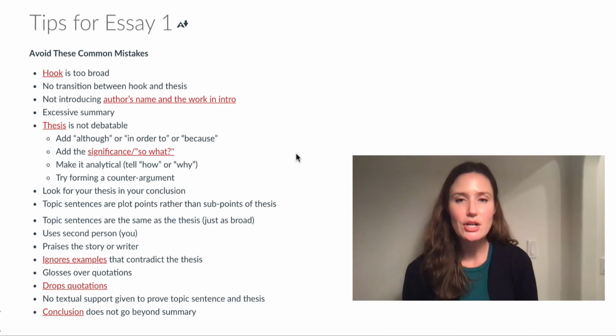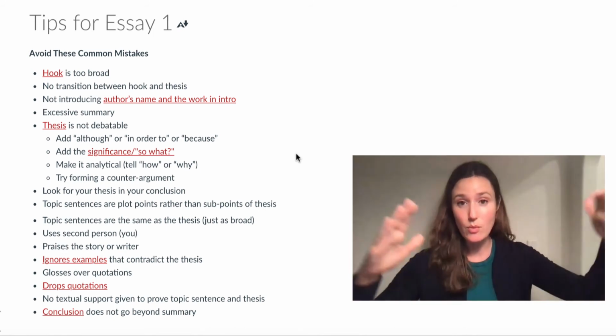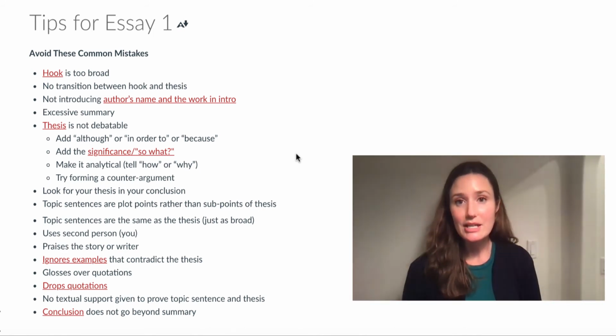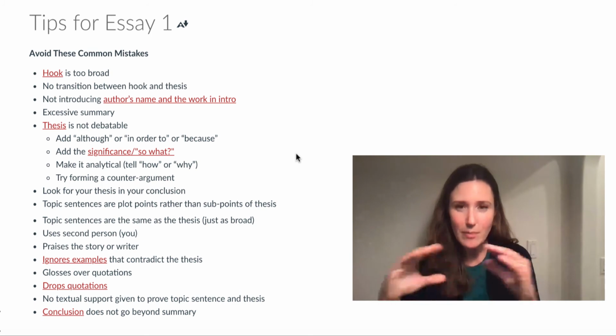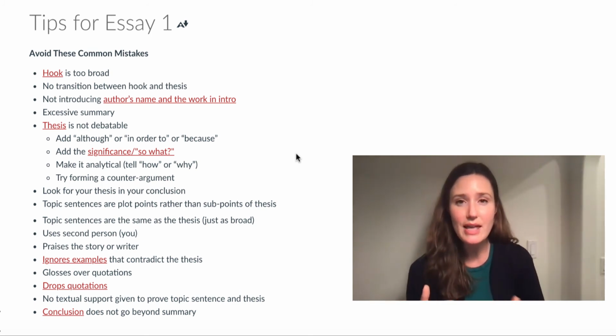So your thesis should not be plot summary. Your topic sentence should not be plot summary. Your topic sentence should not be the same as your thesis because then it would be way too broad. Your topic sentence should be the appropriate scope. And your topic sentence is kind of like the mini thesis statement of that paragraph. So it should be something analytical and debatable too, not plot summary, not a quotation.